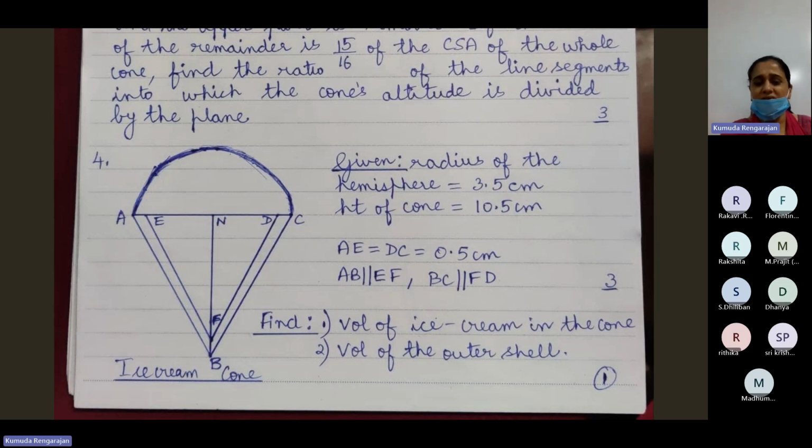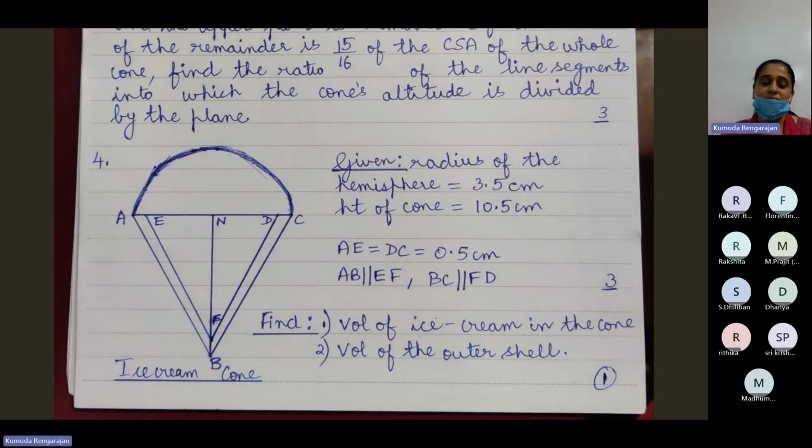And all those details are given to you, parallel lines and all that. When you read the question, you can get all this information. Now you need to find the volume of the ice cream in the cone and also the volume of the outer shell. Volume of the outer shell and the volume of the ice cream in the cone.